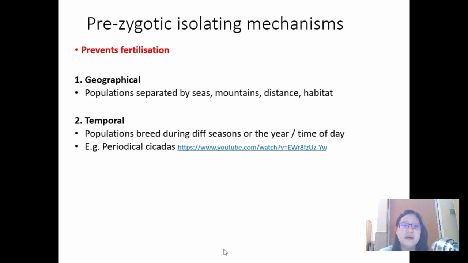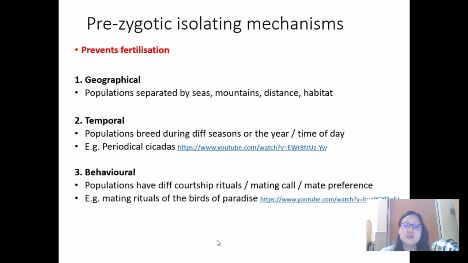Number three, it could be behavioral. Populations may have different courtship rituals, mate calling, and mate preference. And this makes sense because different species would respond to different courtship rituals or mating rituals. And this can be seen particularly in the birds of paradise, which I'm going to cut to a video right now.